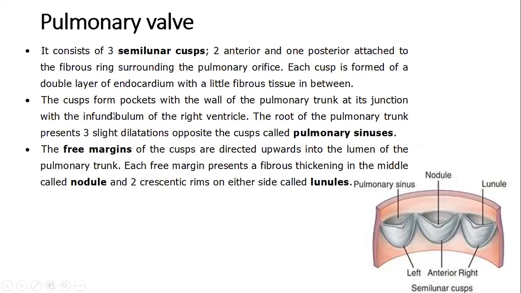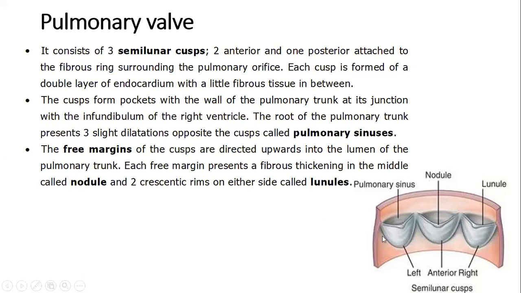The cusps form pockets, as you can see here, with the wall of the pulmonary trunk at its junction with the infundibulum of the right ventricle. The root of the pulmonary trunk presents 3 slight dilatations opposite the cusps, called the pulmonary sinuses.